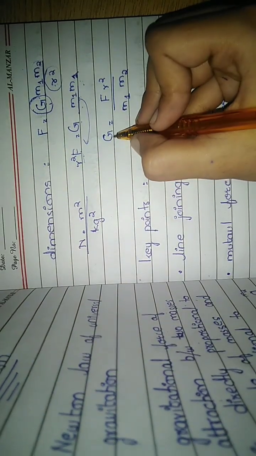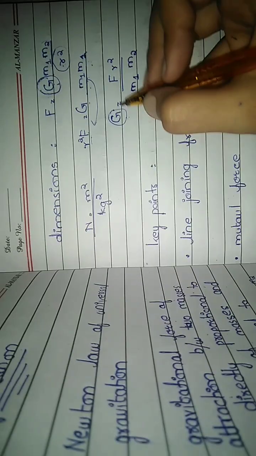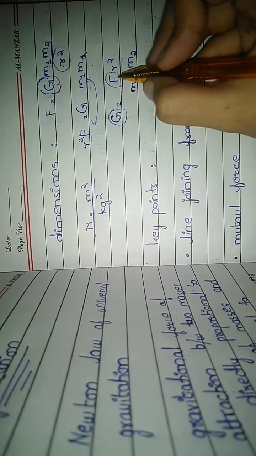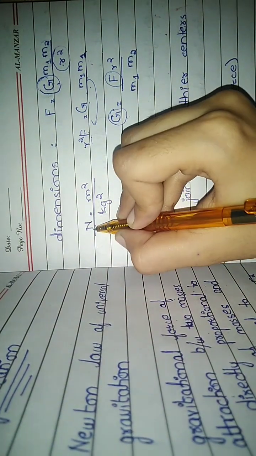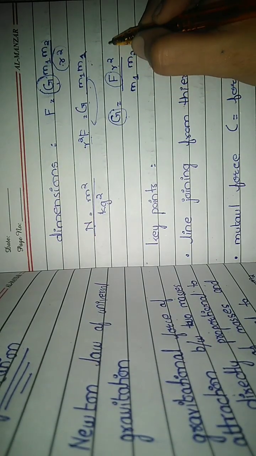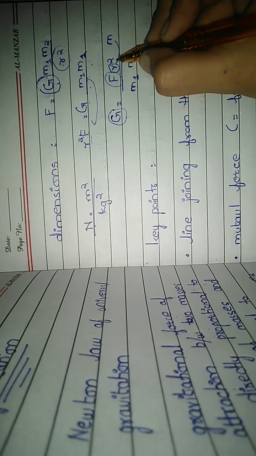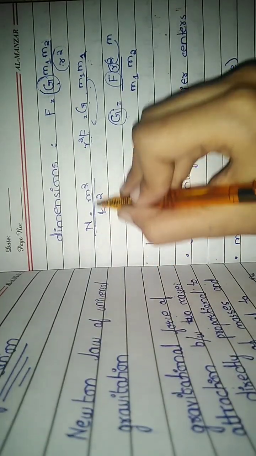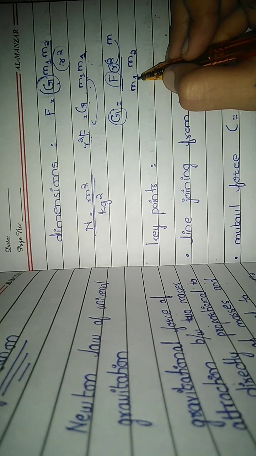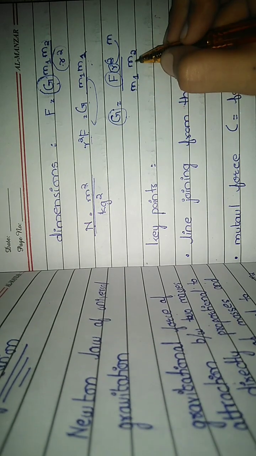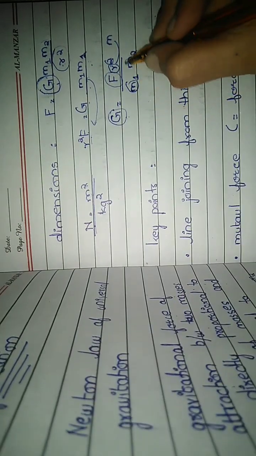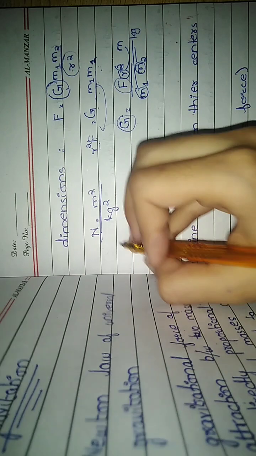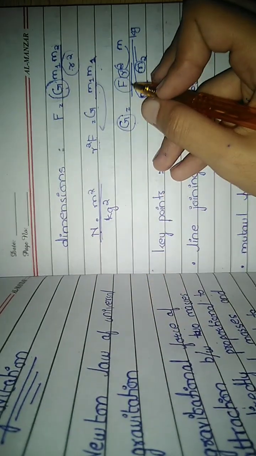Now, we are going to find the dimension of the gravitational constant. We know that F is force and its unit is the Newton. Distance is measured in meters and there's a square on it, so we write it as meter squared. Dividing by the masses, there are two masses, so the masses will be squared. Now we need to know the dimension of F.